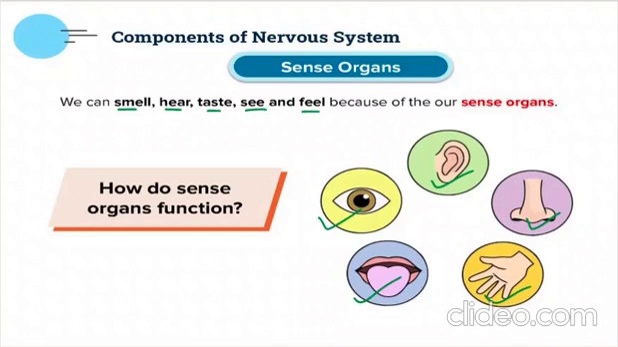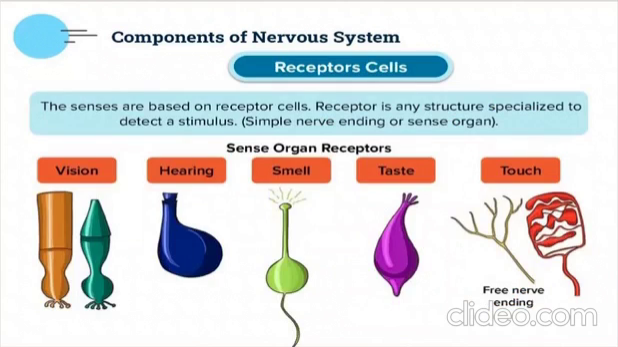But the main question comes: how do these organs work, isn't it? How do the sense organs actually function, right? So basically there are something known as receptor cells. Now these senses are based on the receptor cells. Receptor means any structure which is specialized to detect a stimulus. You know what is a stimulus?